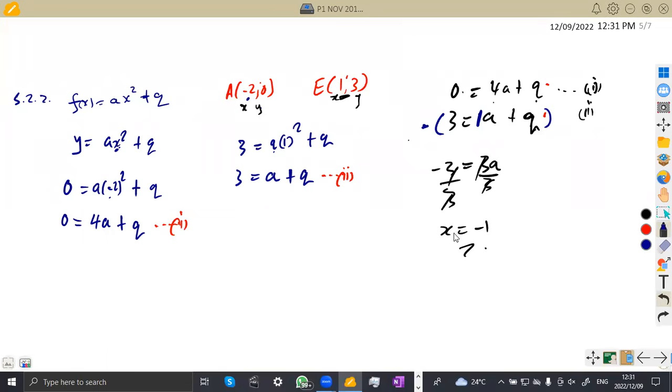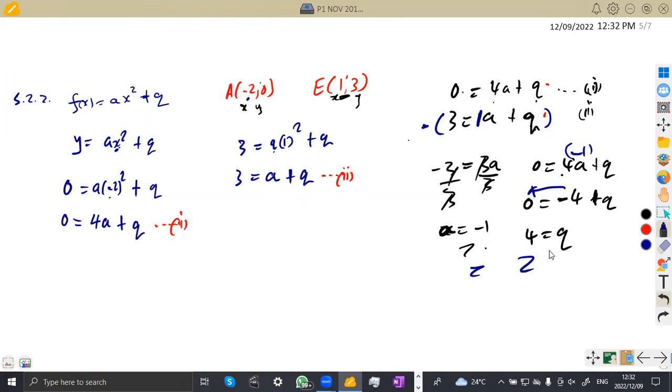Okay, this is a, not x. So to find the value of q, you're just going to substitute the value of a into any of these equations. So you can even use the first equation where we've got 0 is equal to 4a plus q. And we've got our a as negative 1. So that means 0 is equal to 4 times negative 1, which is negative 4 plus q. So to find q, you're going to transpose negative 4 to the other side of the equation. That's 0 plus 4, which is 4, is equal to q. So these are the values of a and q. Q is equal to 4, and a is equivalent to negative 1.